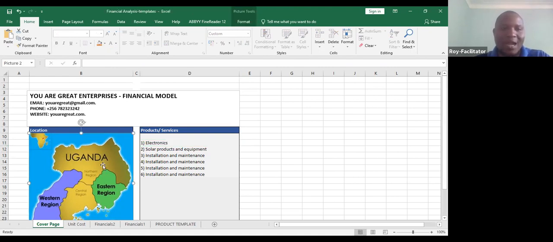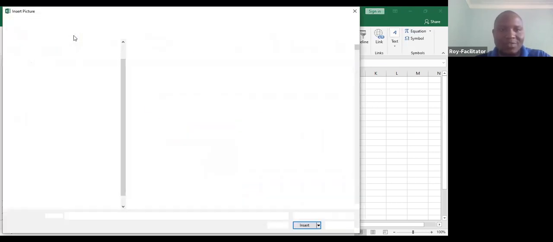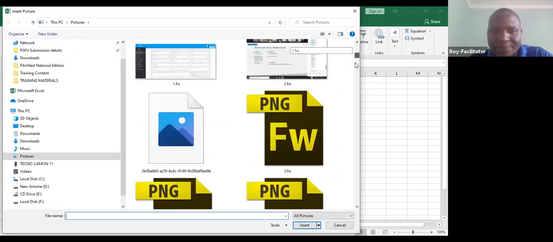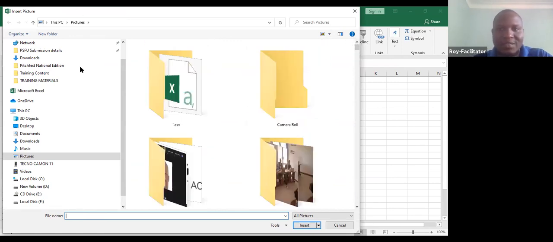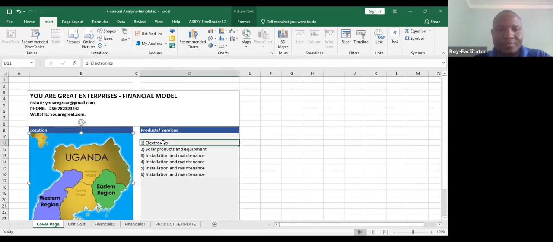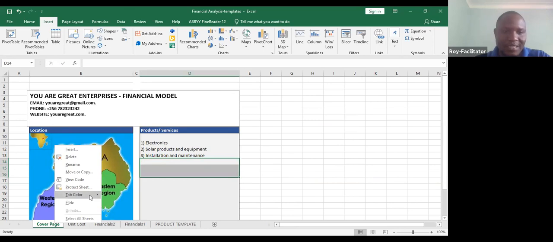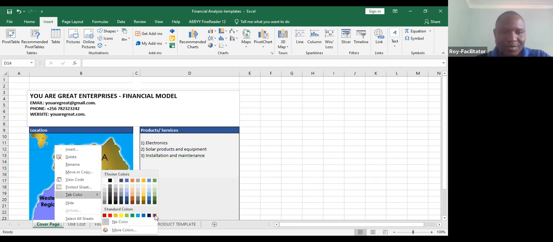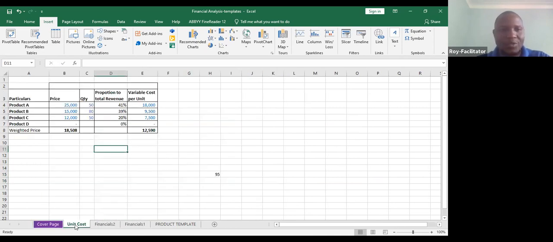If you have another picture, you can replace it by going to insert, then pictures. Let me see if I have any other pictures here. Well, I'm not going to change the map of Uganda, so let me just leave it at that. So I can say I deal with electronics, solar products, and probably installation and maintenance, and just leave this. These are simple things. I can make it have a color. So you can see that tab looks really nice and good.